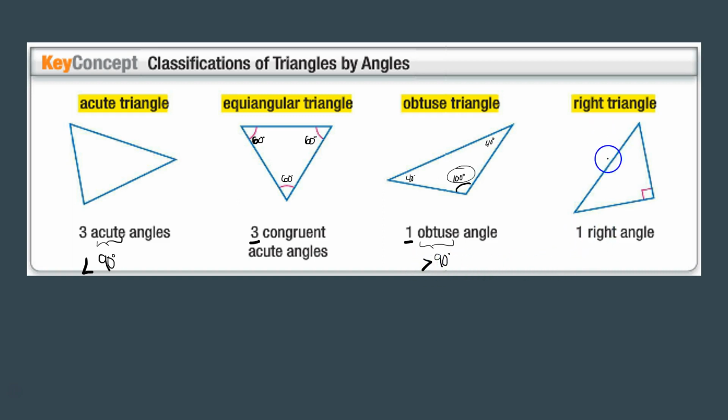Then we have the right triangle, which is when you have one right angle. So here we have that 90 degrees, which stands for that right angle.